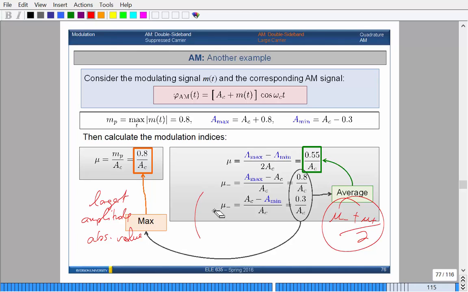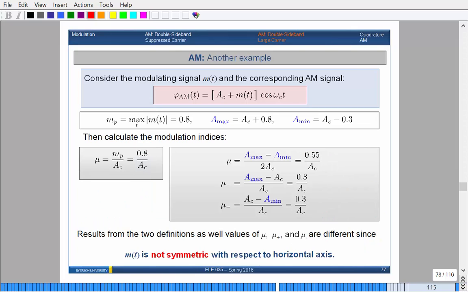Because in this case, you have a message signal that's not symmetric. You just have to choose whichever one you believe is most appropriate for your application. Okay? So the results from the two definitions of the modulation index, as well as these two values, the positive and negative, they are not equal to each other. So this means that the message signal is not symmetric with respect to the horizontal axis.